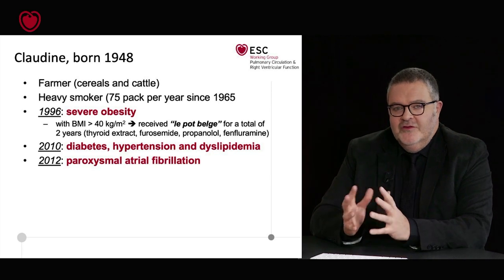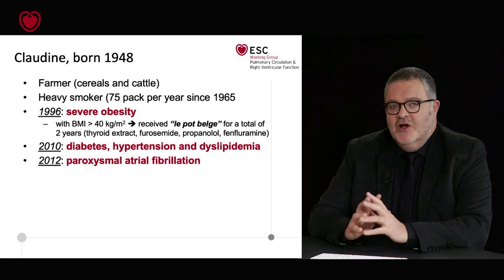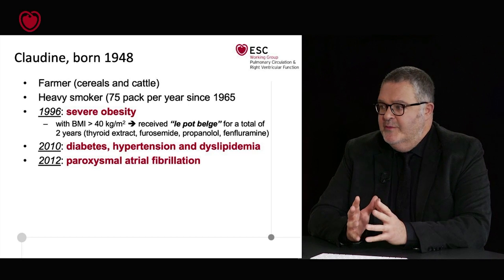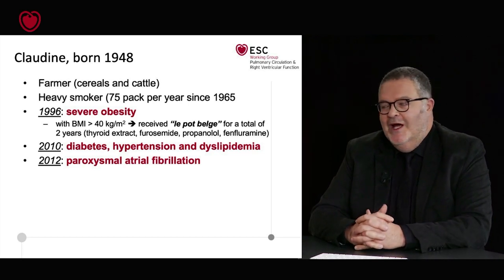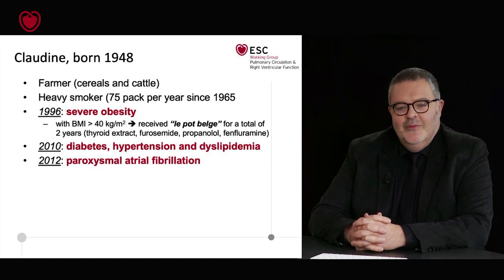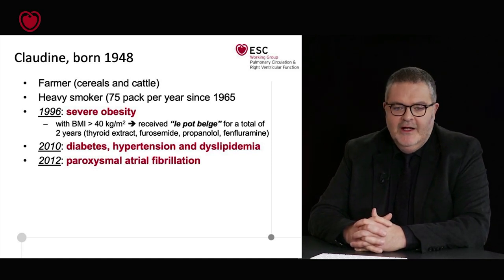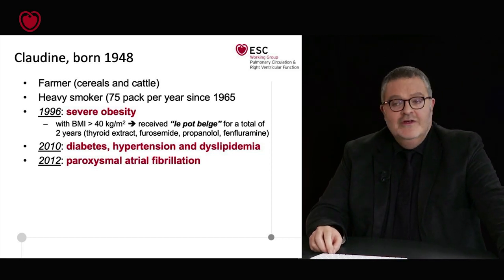She received one of the Belgian specialties that's called a pot belge for a total of 2 years. It's a combination of thyroid extract, furosemide, beta blocker, and fenfluramine. So clearly, this is something that is supposed to be sufficiently anorectic to help her lose weight. It didn't work out that well. She was diagnosed then in 2010 with diabetes, hypertension, dyslipidemia. And then in 2012, her medical history calls for an episode of paroxysmal atrial fibrillation that recovered spontaneously.